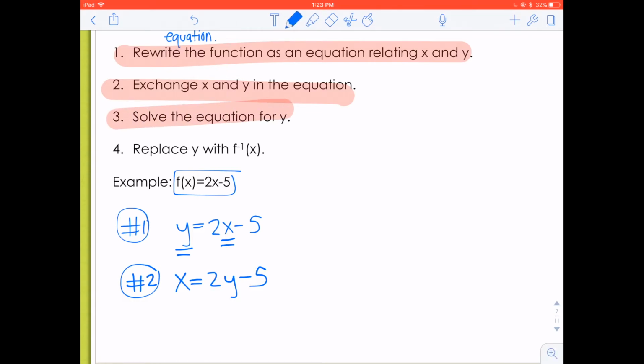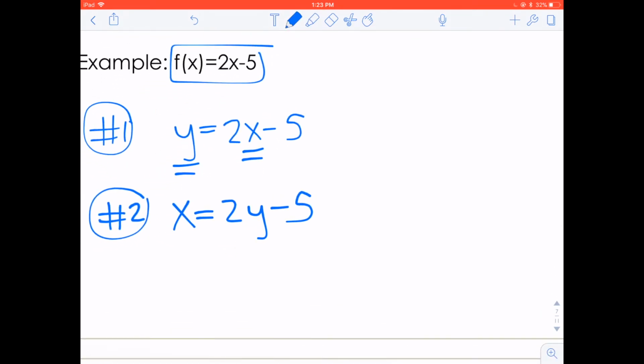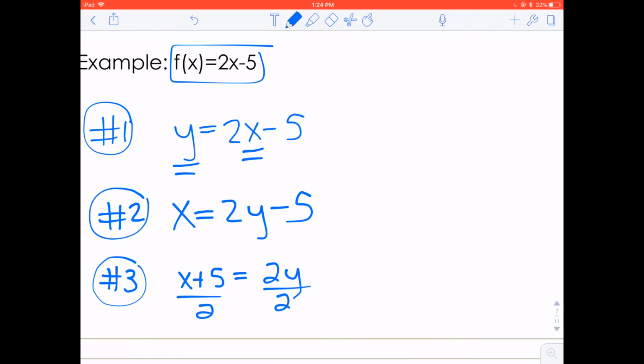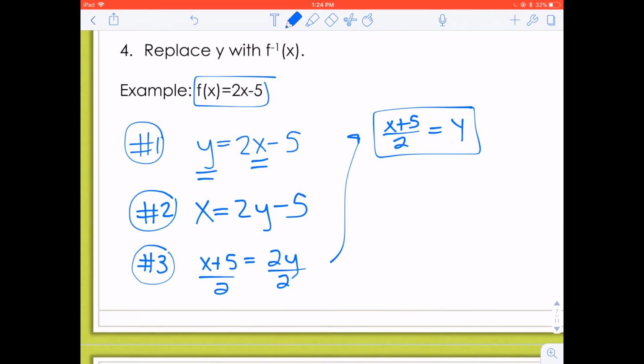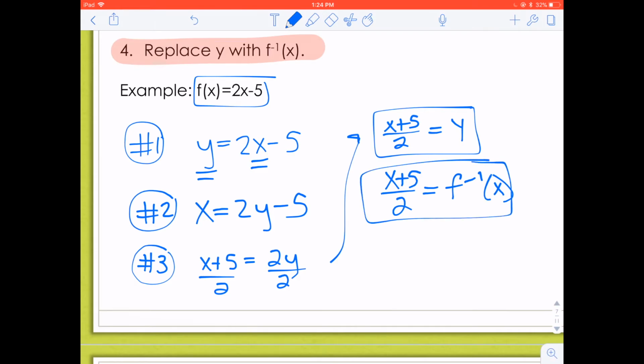Step 3 says to solve the equation for y. So I'm going to add 5, so x plus 5 equals 2y. And then I'm going to divide by 2. That gives me x plus 5 over 2 equals y. And that's it. The last step is just to replace y with the inverse symbol. So x plus 5 over 2 equals the inverse of f of x. And that's our final answer.